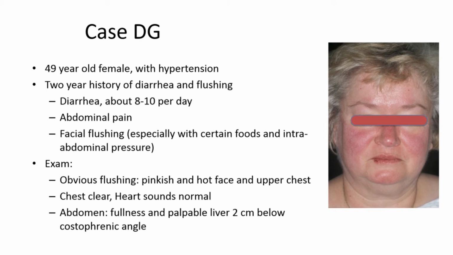I always like to focus some of my talks around a case just to give a bit of a practical aspect to this. So this is a 49-year-old female with a past history of hypertension. She had this 2-year history of diarrhea and flushing. She went to the doctor a number of times and described the diarrhea as being about 8 to 10 per day. She had abdominal pain. She had this sensation of facial flushing, and this is a nice image of facial flushing here. On exam, she was sitting in front of the physician, and the face actually literally becomes pink right in front of you and then goes away. However, her chest is clear, heart sounds are normal. On abdominal exam, the physician detects a bit of hepatomegaly.